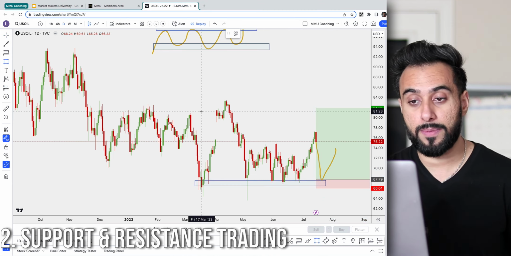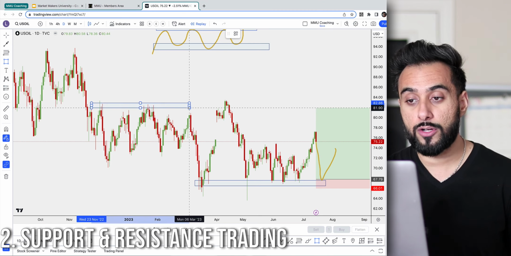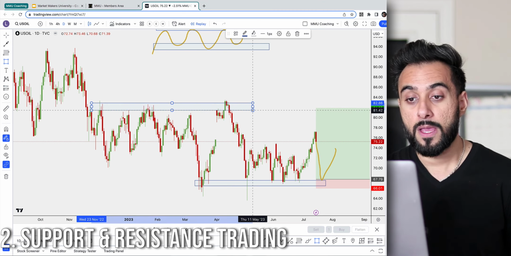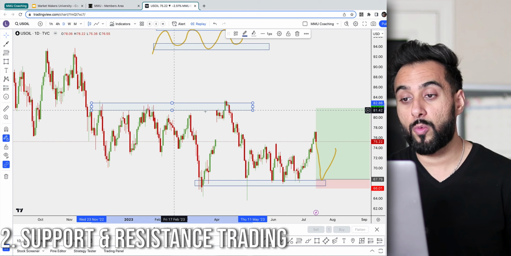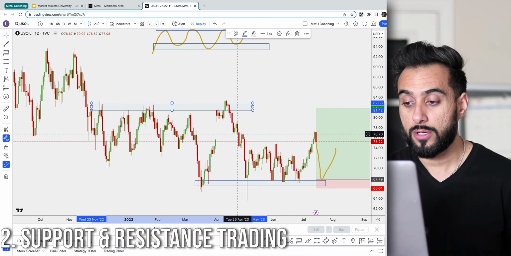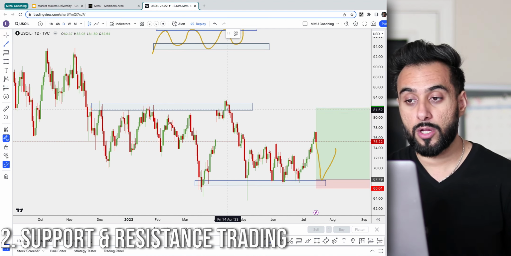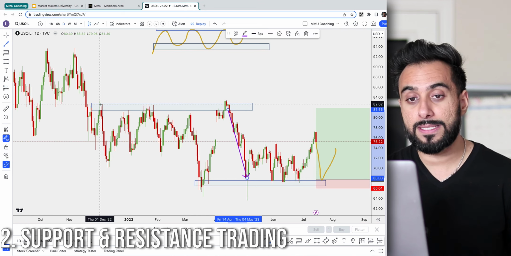Same exact concept at a resistance area. So we see the price is having trouble breaching this area right here. So this is an area where you would want to enter what's called a sell. You can enter your sell position going in the down direction over here. Same exact concept here.